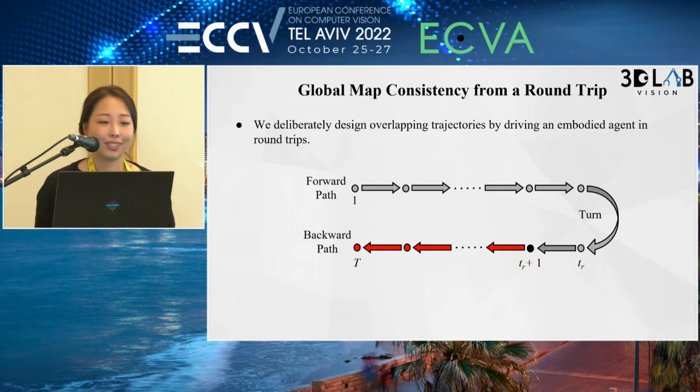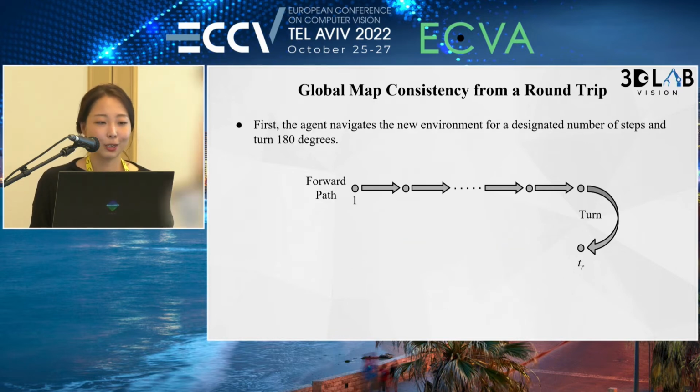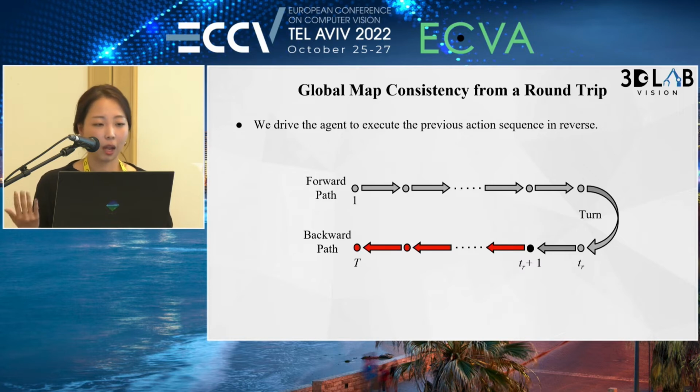To implement our self-supervision task more efficiently, we deliberately design overlapping trajectories by driving the embodied agent in round trips. Simply, we first navigate the agent in the new environment for a designated number of steps, and then we turn 180 degrees. Then we drive the agent to execute the stored previous action sequence in reverse, and it simply generates the round trip.